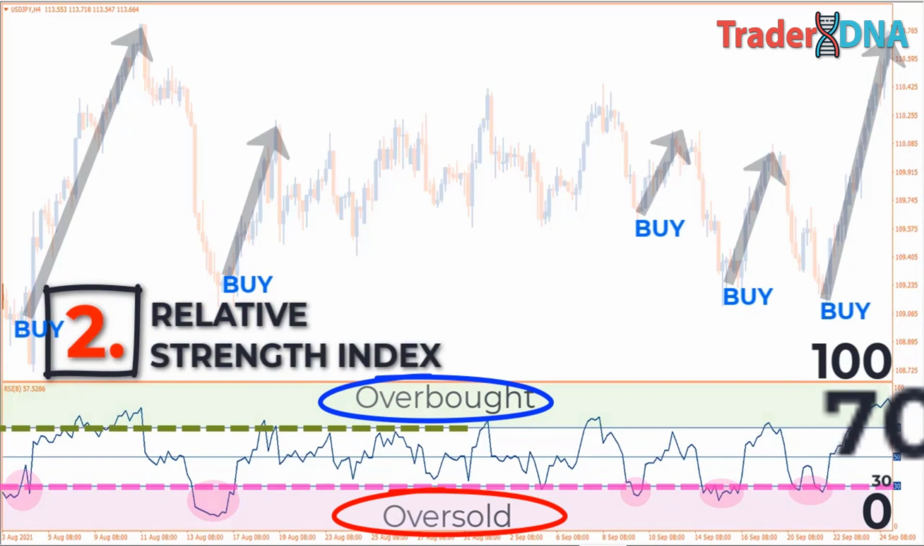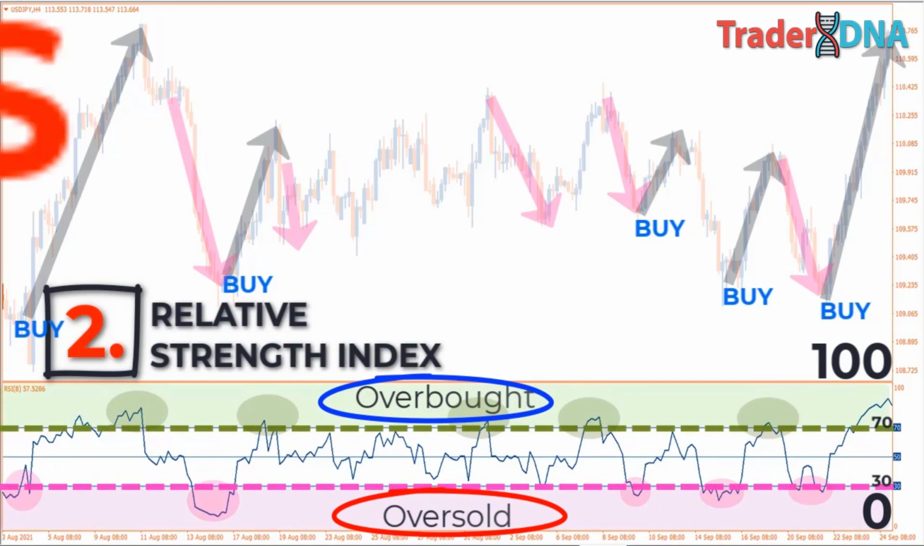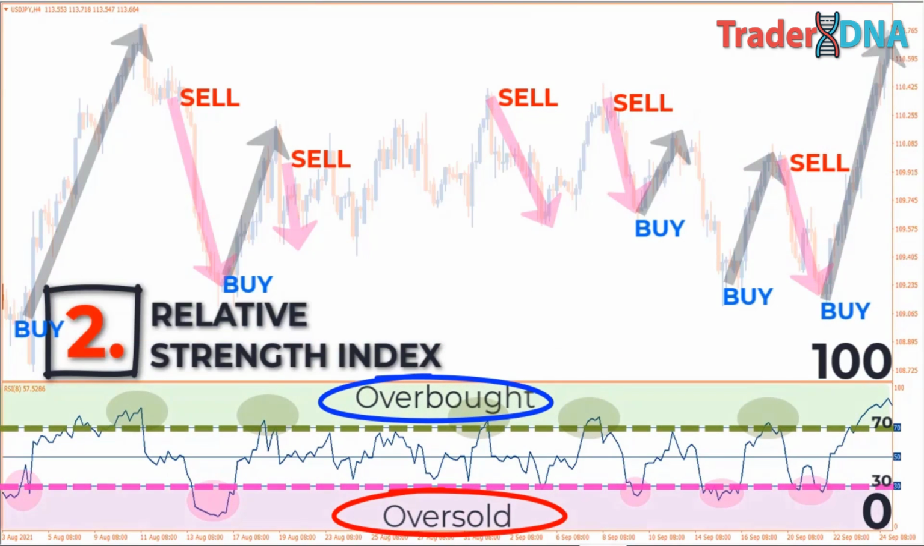Readings of 70 or higher indicate overbought conditions and an increase in the possibility of price weakening or going down. Some traders interpret that an overbought currency pair is an indication that the rising trend is likely to reverse, which means it's an opportunity to sell. Here are other examples of the RSI overbought and oversold trading.